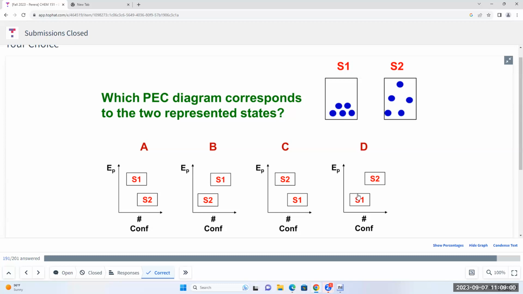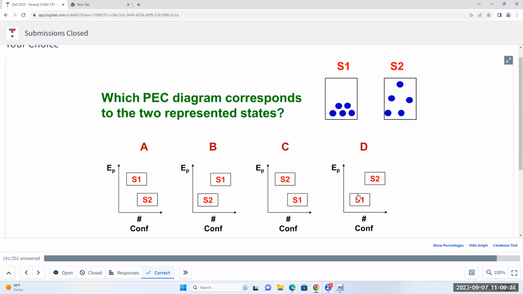And then when it comes to number of configurations in S2, the particles are not attracted to each other. They have more freedom to move around. They're like singles. So as a result of that, they're going to have more configurations in S2. Therefore, S2 should be towards your right with respect to S1, and that's why option D is the correct PEC diagram for this question.